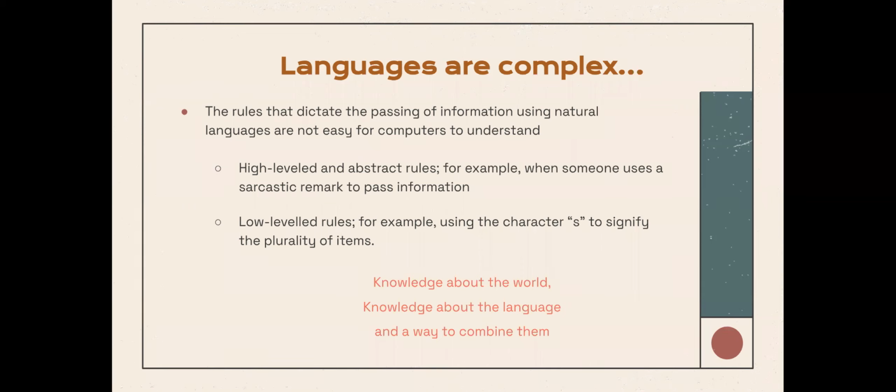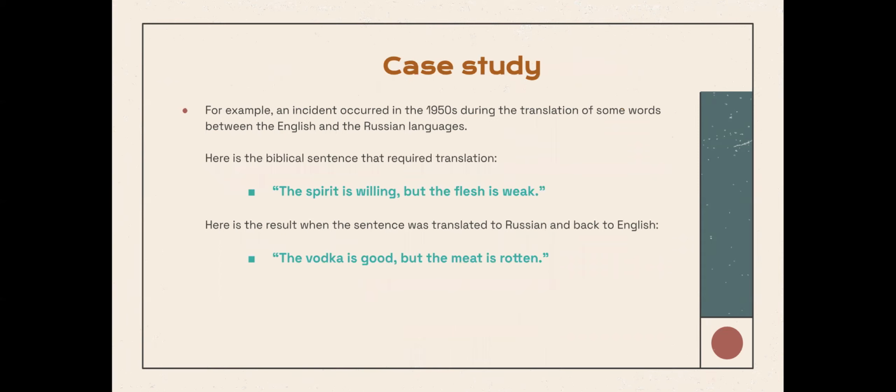So in order to perform or learn more about NLP, you need these three things: knowledge about the world, knowledge about the language, and a way to combine them. So if you're planning to embark on performing NLP on a language that you're unfamiliar with, it would not be easy, and it would be really, really hard for you to understand the nuances that the language has. So it's a mix of all these three things.